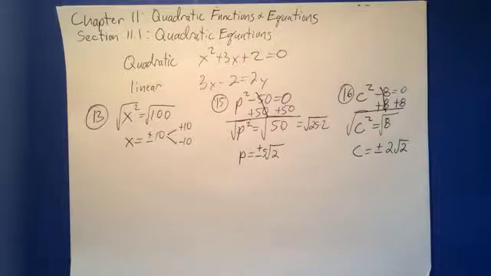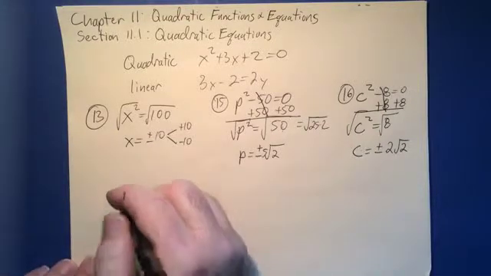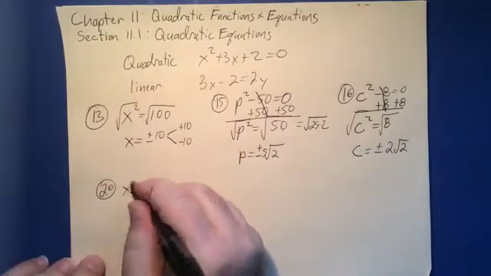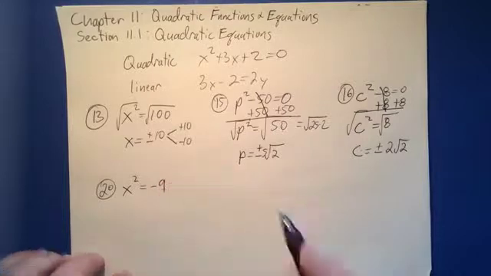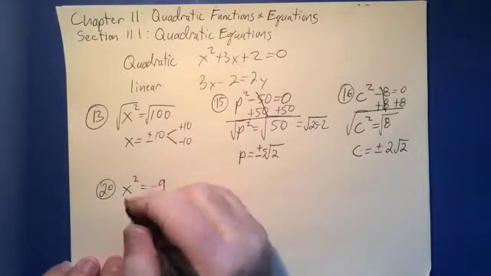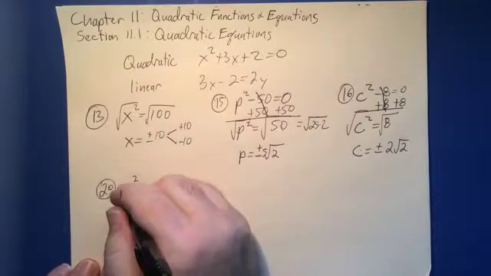Let's take a look at another problem that has maybe a little more intricacy to it. Let's take a look at question 20. So here we have x squared equals negative 9. Now, if we take the square root of both sides of this problem here, and by the way, you may want to write this separately. Go ahead and do so.